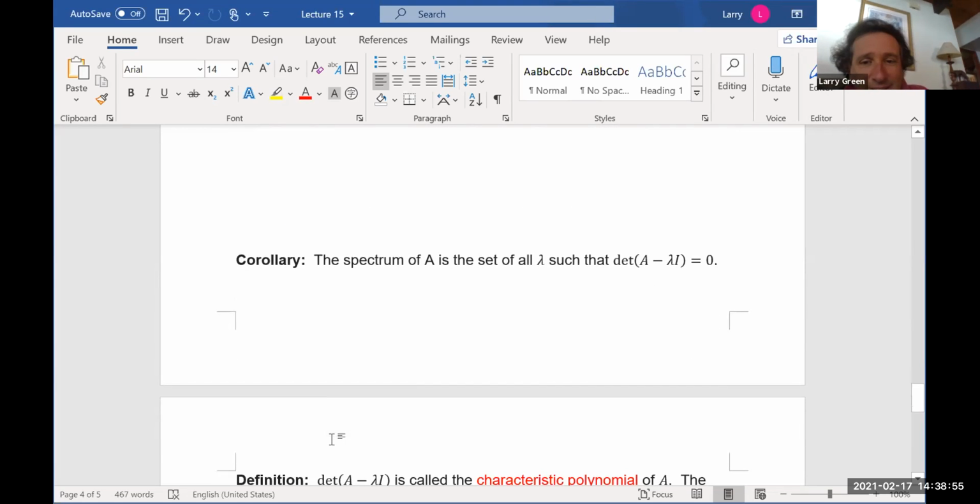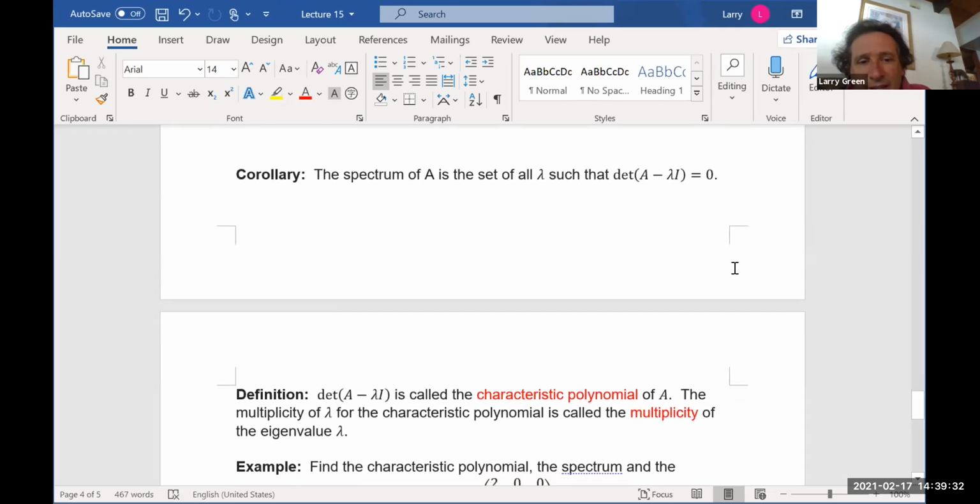All right, so now let's state a corollary. The first is the spectrum of A is the set of all lambda such that the determinant of A minus lambda I equals 0. Do you agree that that's kind of what we just did? If we wanted to find the eigenvalues, we took the determinant of A minus lambda I, set it equal to 0, and that gave us our eigenvalues. Any questions on that? Okay. So again, there's nothing really to prove there. It's just proof by TFAE.